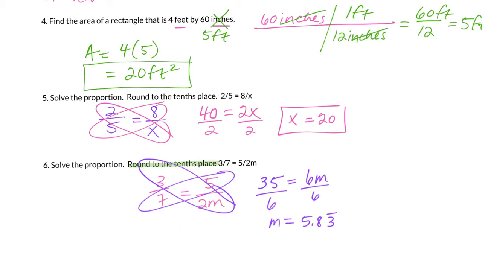So remember rounding, this 8 is in the tenths place, which means we're going to look at the number in the hundredths place to determine what we're going to do to the 8. 5 or more, let it score. 4 or less, let it rest. So since 3 is less than 4, we're going to let that 8 rest at an 8. So m is equal to 5.8.